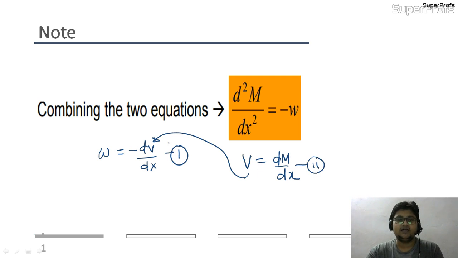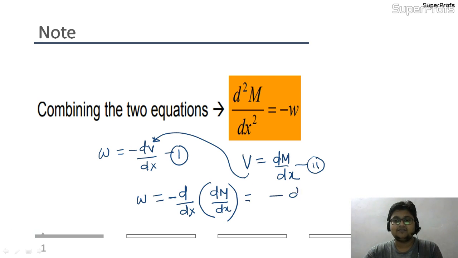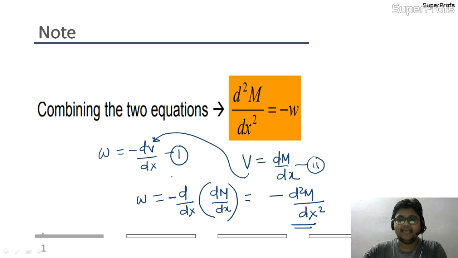If I substitute the expression of V, I get w equal to minus d by dx of dM by dx. Mathematically, you can rearrange this expression and write it as w equal to minus d2M by dx2. So from calculus directly, if we double differentiate the moment, we get the loading intensity. This equation will be very helpful whenever a question is given like this.